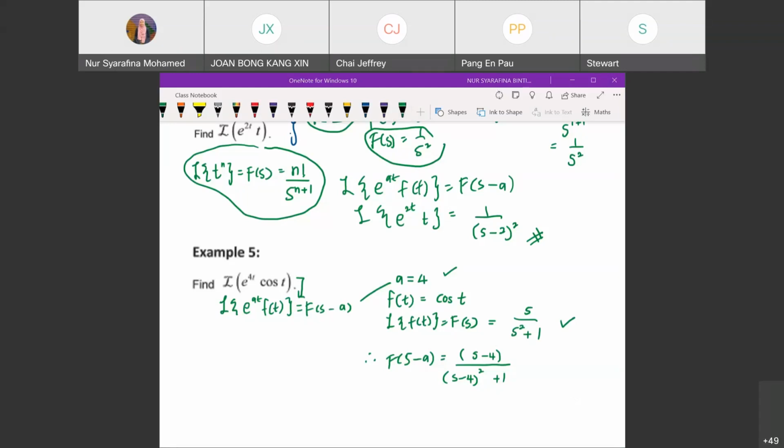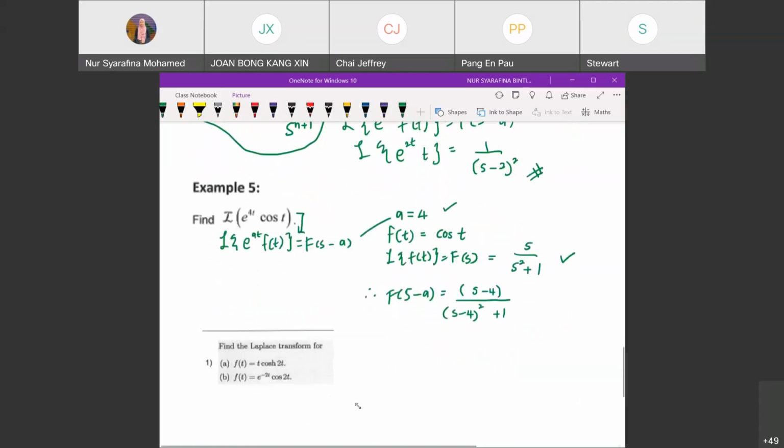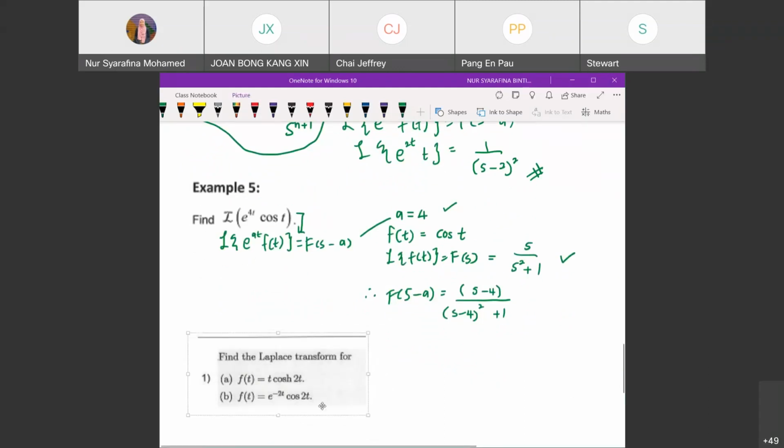Okay, let's try the partial question here. This one. A and B, try. t cos 2t, exponent minus 2t, cos 2t. Oh, sorry, this one. Okay, let me explain the first. Let me explain another multiplication here, another property here. Sorry. Okay, let's try another property.